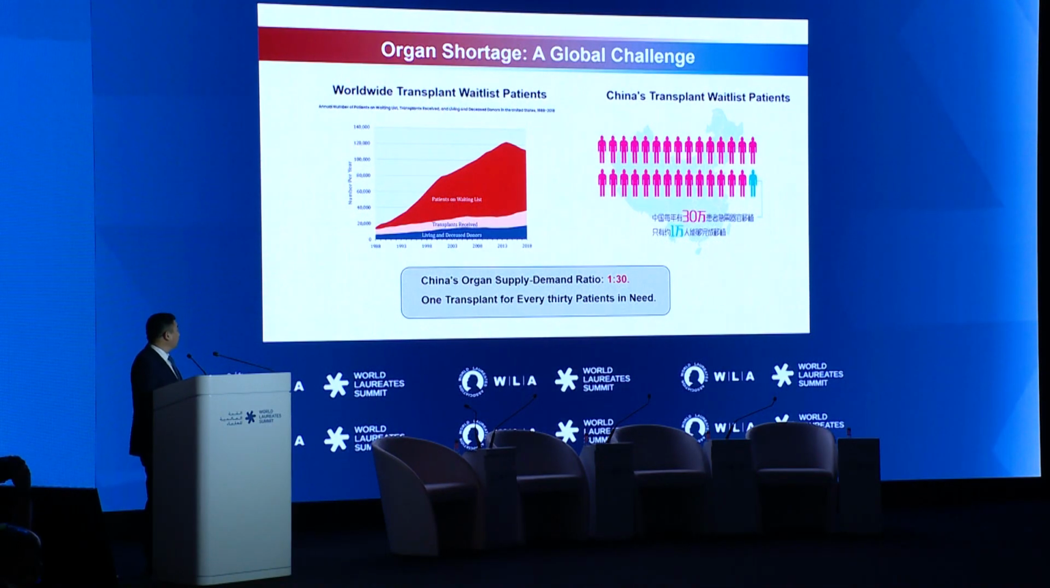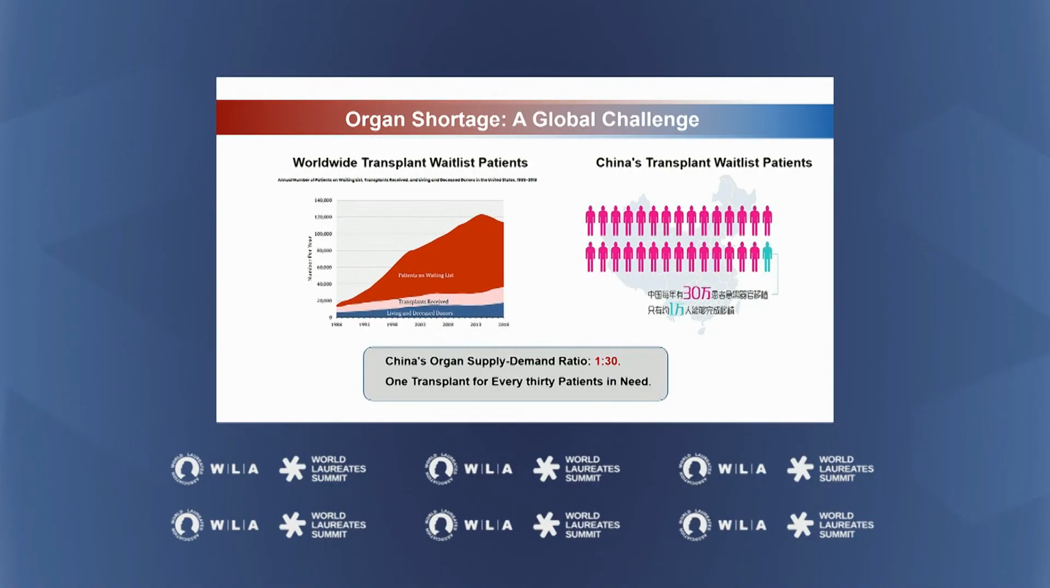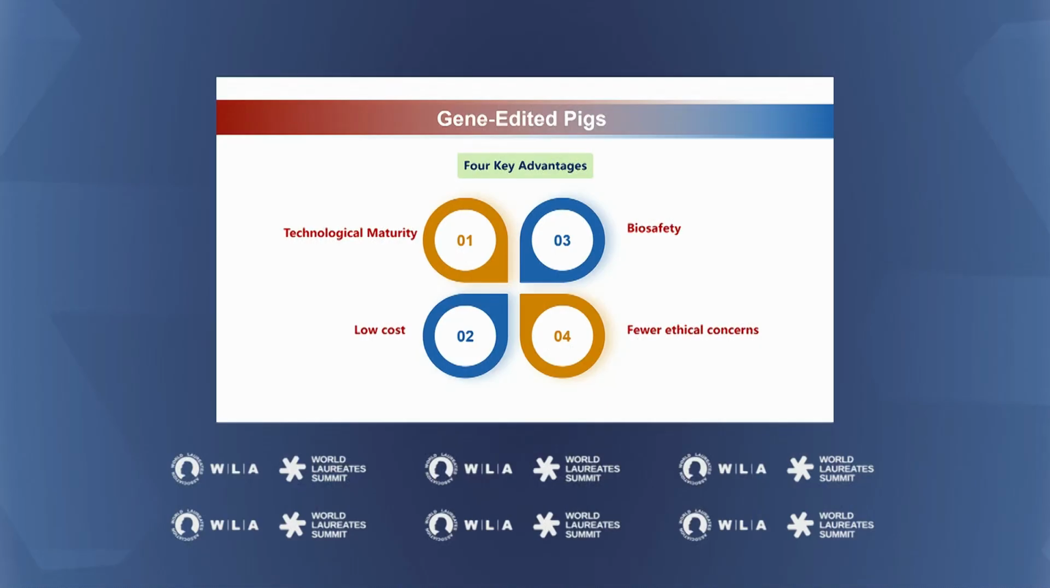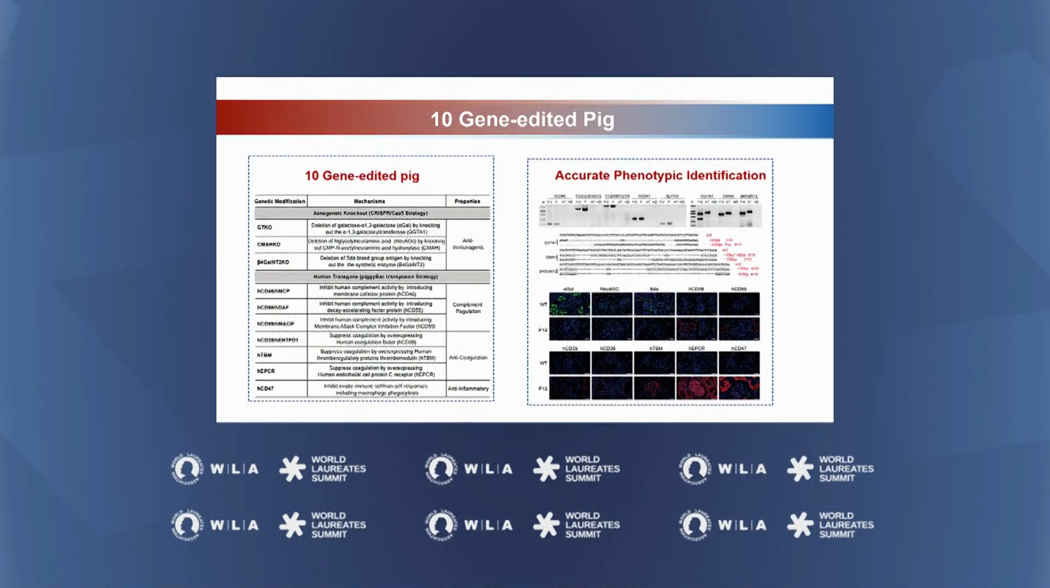The organ shortage is a global challenge. In China, the organ supply and demand ratio is about 1:30. So finding a new donor resource is very important. Xenografts from gene-engineered pigs are very important. They have four key advantages: technology maturity, low cost, biosafety, and few ethical concerns.